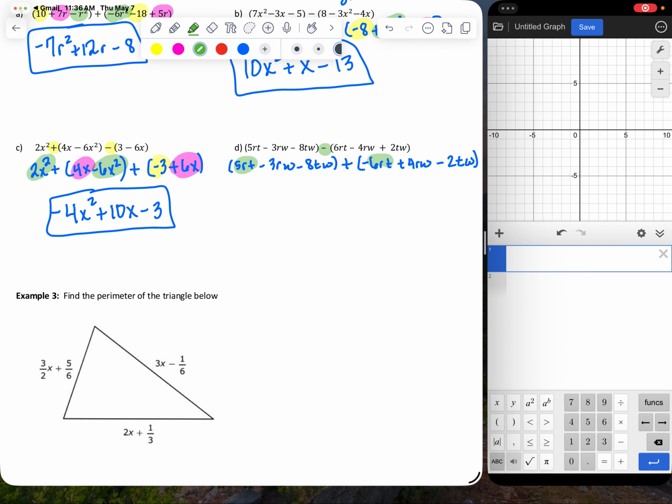Now we will identify our like terms. So 5RT, negative 6RT would go together. Negative 3RW would go together with 4RW. And negative 8TW would go with negative 2TW. So 5RT plus negative 6RT is negative 1RT, so just negative RT. Negative 3RW plus 4RW is positive 1RW, so just RW. Negative 8TW plus negative 2TW is negative 10TW.